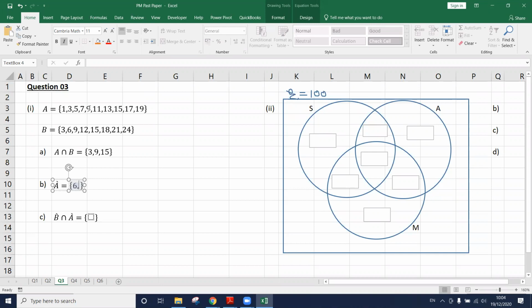9 we have it in A, therefore we cannot consider. 12 is only available in set B and we cannot see it in set A. Therefore we can consider it under A dash. Right, and 15, yes, we have it in set A. 18, no, not in set A, therefore we can consider it here. 21, not in set A, and also 24 we cannot observe in set A, therefore this should be the set of A dash. Right: 6, 12, 18, 21 and 24.